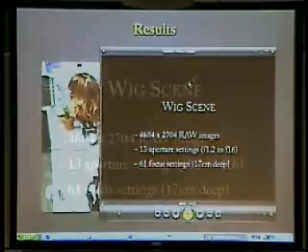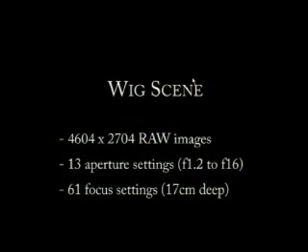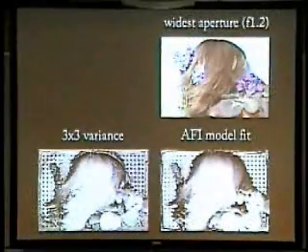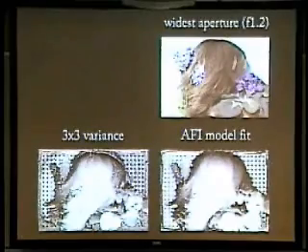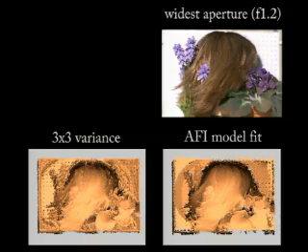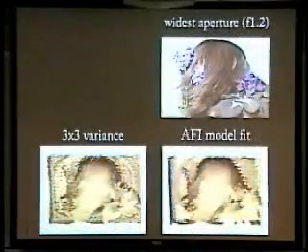So the first data set was a scene we've been looking at all along, the wig with the artificial plants. And in these results, we're going to compare our AFI model fitting method with a shape from focus method based on maximizing the variance within a small window. For the rest of the video, this top right image is going to cycle through the different widest aperture images so you can get a sense of how the shape is varying. And this is exactly the input that's used by the variance method.